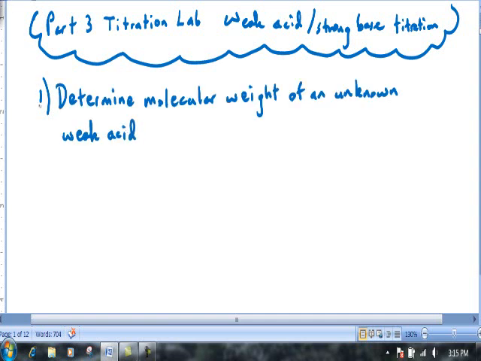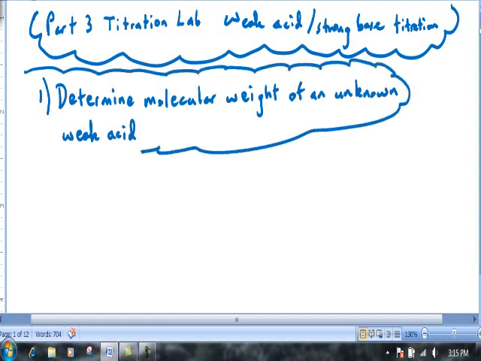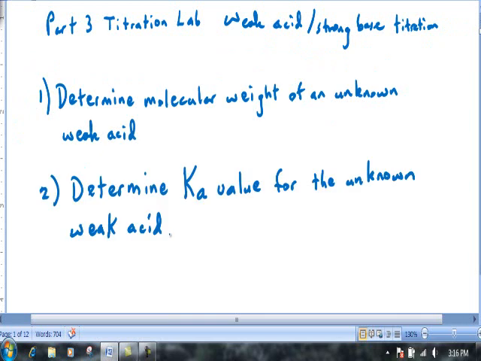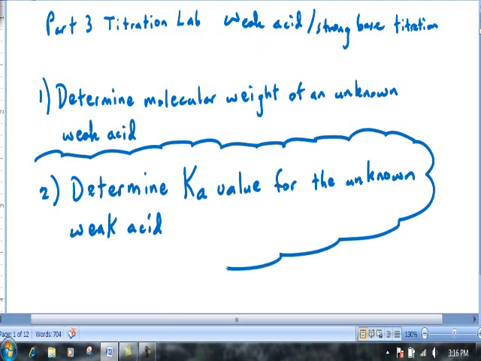One objective will be to determine the molecular weight of an unknown monoprotic weak acid. The second objective for the third part of the lab is to determine the Ka value for the unknown weak monoprotic acid.